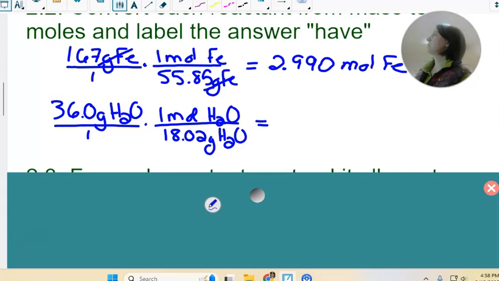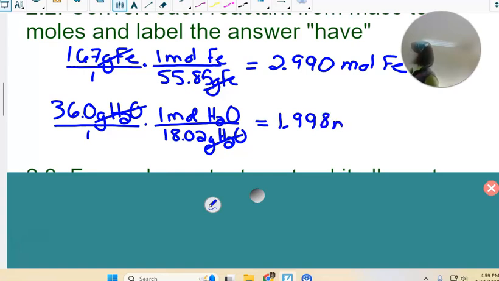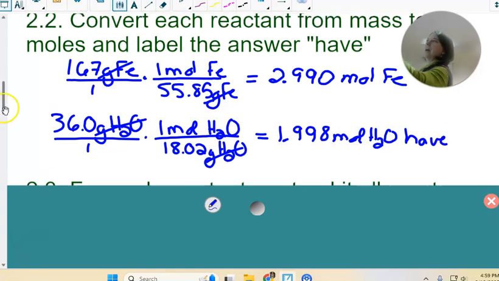And then we're going to calculate this. Let's double check we set it up correctly, cancel our units. I'm left with moles water. Yep, that's what I want. So 36 divided by 18.02. And what did you get? Rounded to 4 sig figs, I got 1.998 moles H2O. And remember, we're supposed to label these "have." Let's also label this one "have."